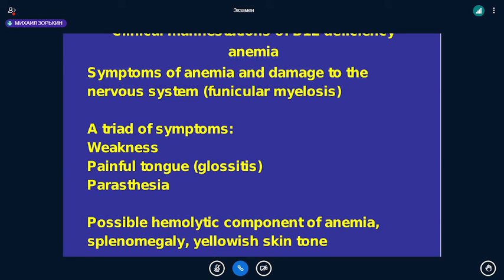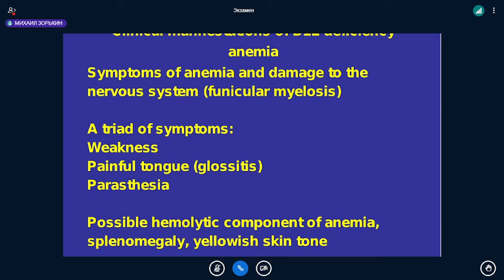The clinical manifestations are much more severe, and B12 deficiency always includes damage of the nervous system, so-called funicular myelosis. Typical triad of symptoms: general weakness, severe weakness. If the patient with iron deficiency has only decreased physical tolerance, the patient with B12 deficiency has increased willingness to lie down and not to move at all. Painful tongue, glossitis, and paresthesia. Certain nervous system damage is always present in these cases.